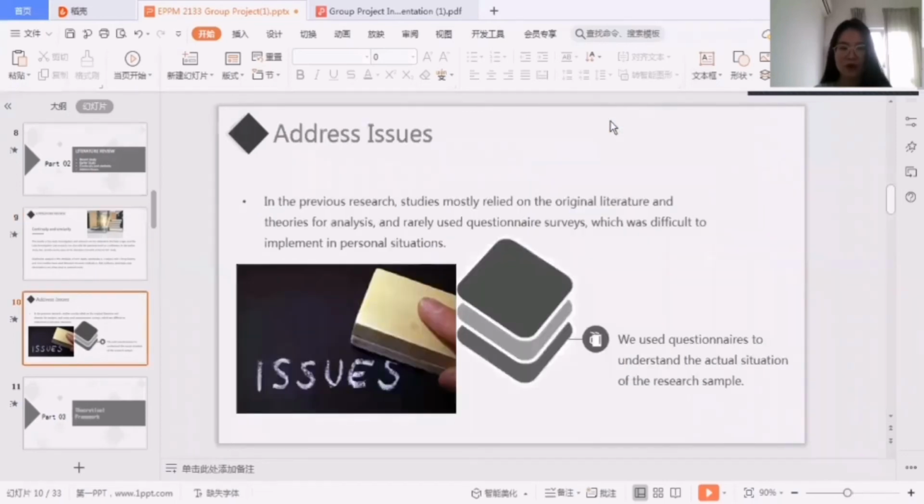We also found some issues. In the previous research, studies mostly relied on the original literature and theories for analysis, and we rarely used questionnaire surveys, which were difficult to implement in personal situations. So we use questionnaires to understand the actual situation of the research sample.